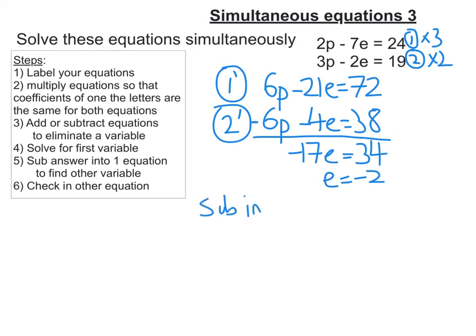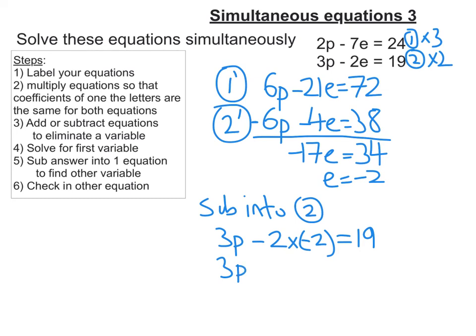Let's sub into equation 2 this time to find out what p would be. So 3p, that's equation 2, take away 2 lots of e, well that's negative 2, is equal to 19. So we've got 3p, negative 2 times negative 2 is positive 4. I'm going to get 3p, taking away 4 from both sides, 3p equals 15, and dividing both sides by 3 to find out what p is, 5.